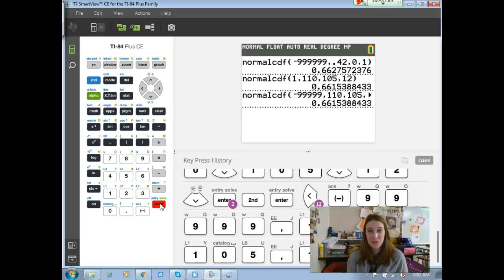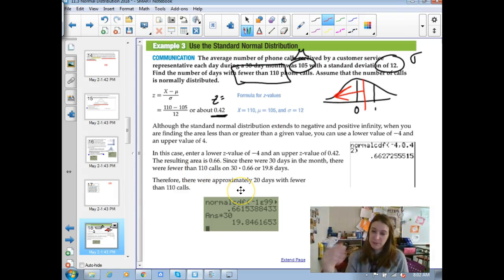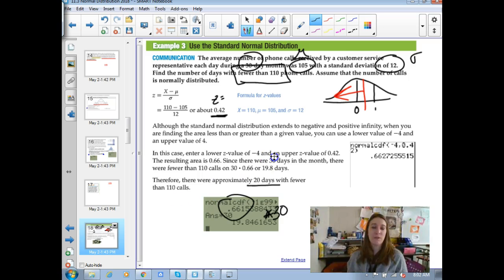So standardizing your normal curve, you have some truncation there because of the way the math works. If you're also using a chart, it's not super accurate. And in the grand scheme of things, is it really important to this question? Probably not. But what they did is they took the percentage that they found and multiplied it by the n, which was 30, right? 30-day month. So they found it was really close to 20, but there were approximately 20 days with fewer than 110 phone calls. Yeah, 30-day month. I see it right there.